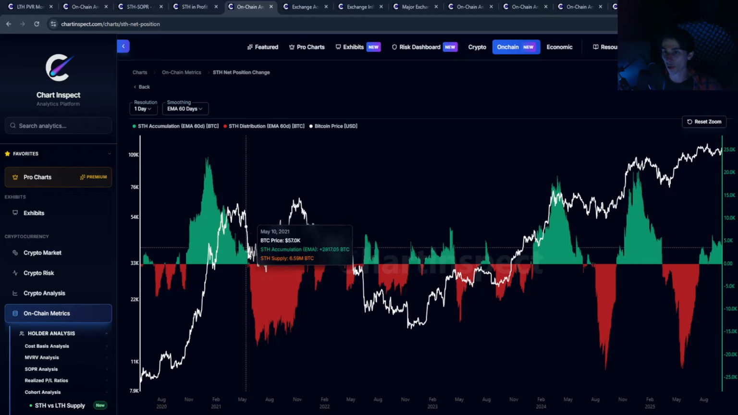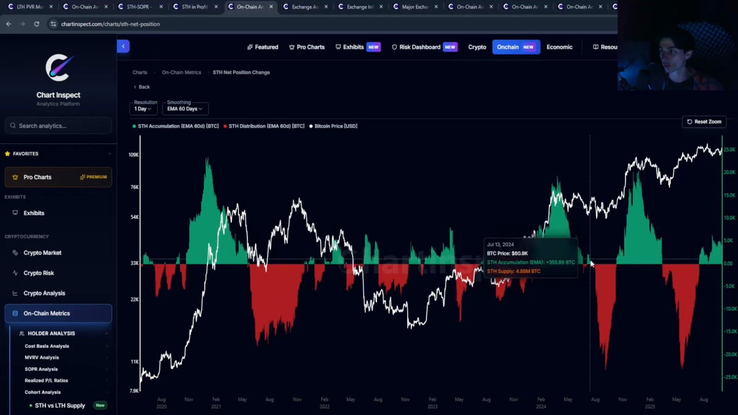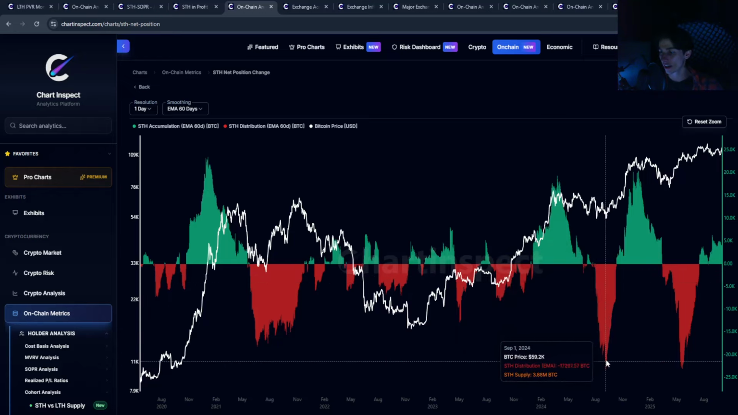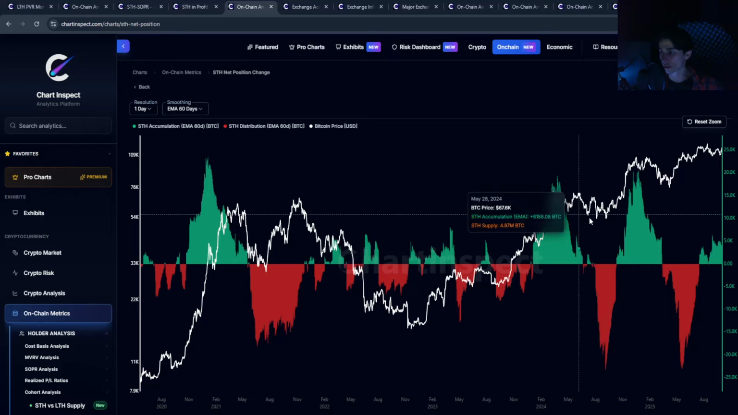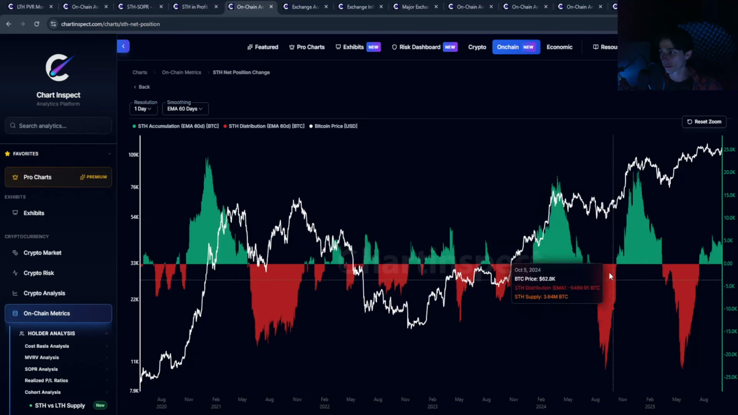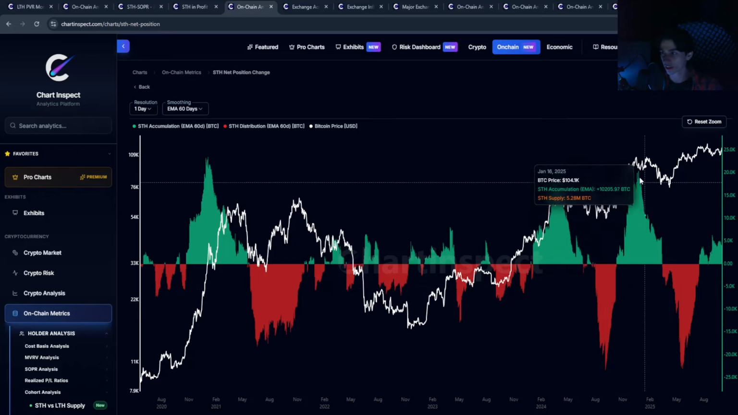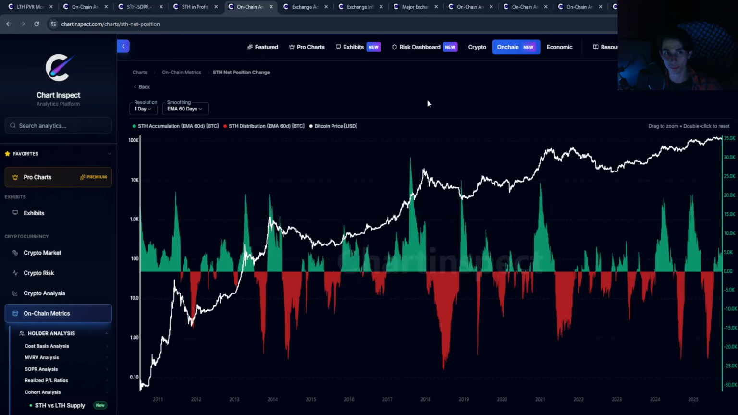So you can see in prior cycles, when we really see a large distribution of short-term holders in loss during periods of uncertainty, that's when short-term holders are experiencing most losses. And similarly, they're also accumulating at these much higher prices relative to long-term holders, right?